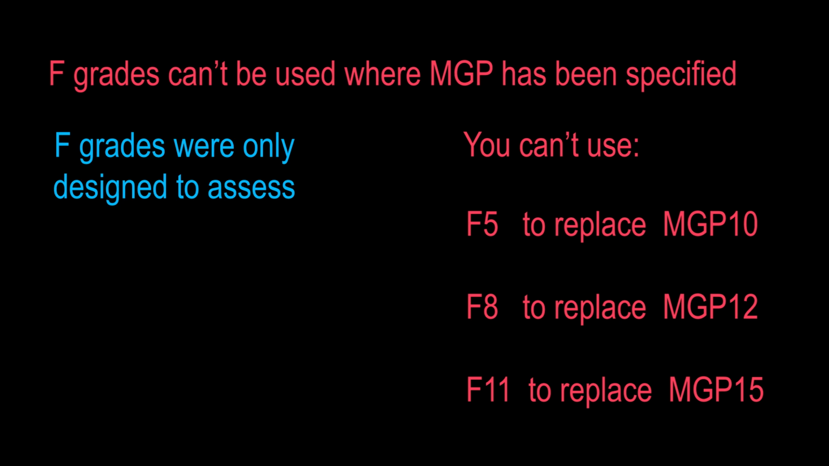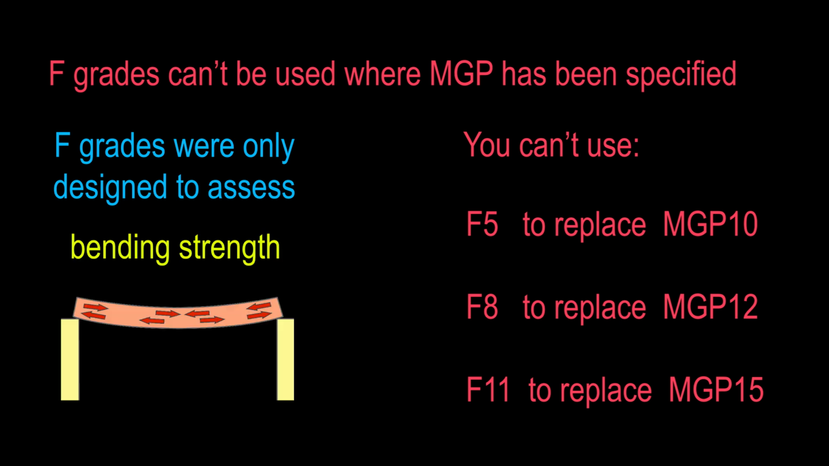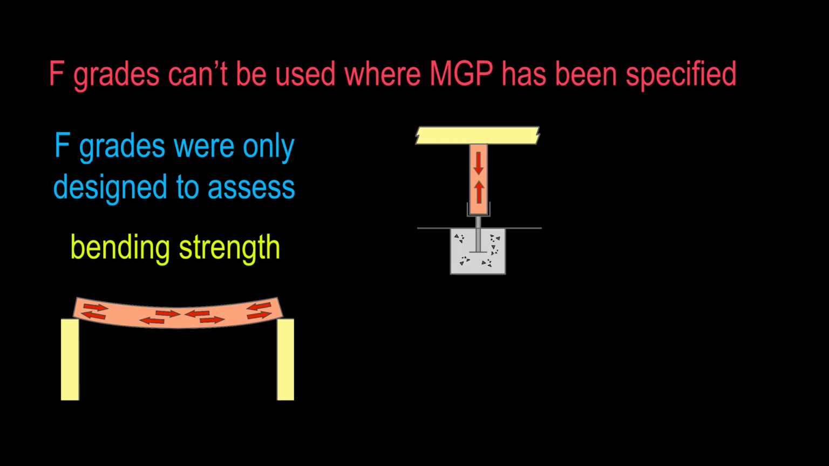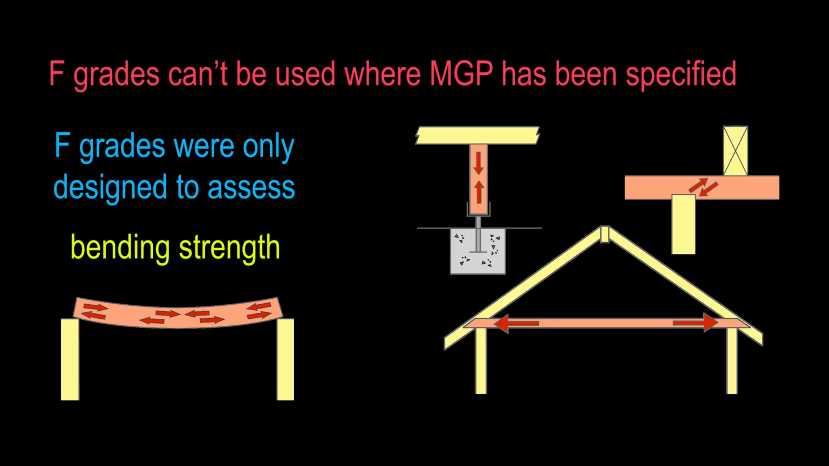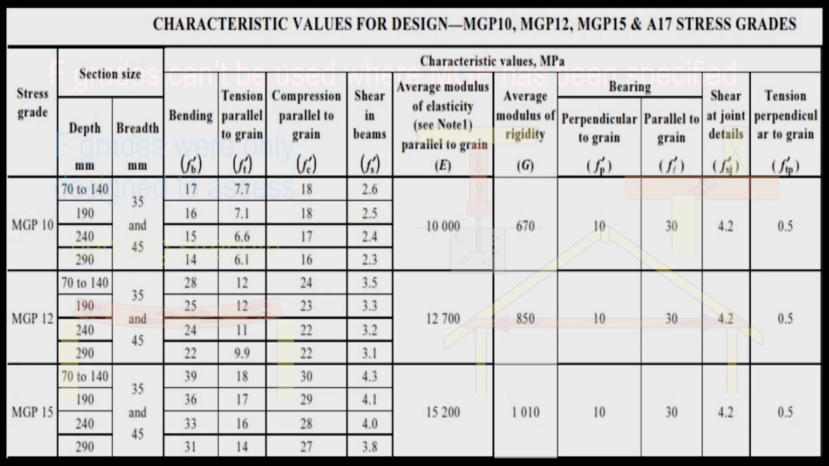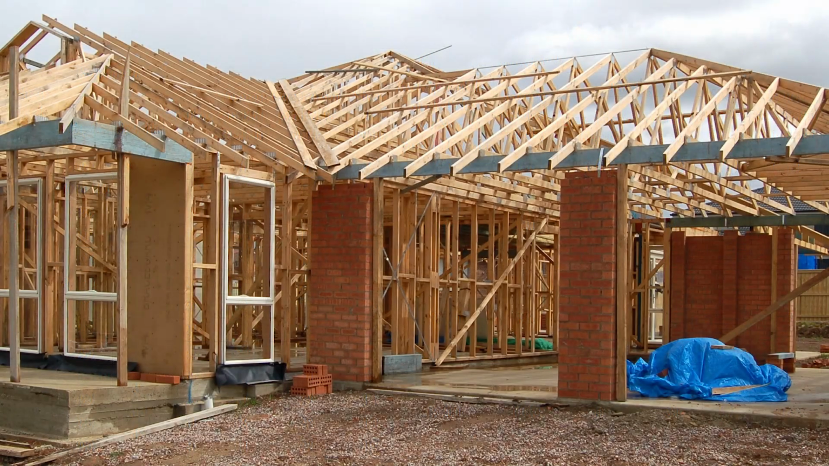The reason is that F-grades were only ever designed to assess the bending strength of a piece, and any other properties, such as compressive, tensile, and shear strength, are assumed to be more or less proportionate based on the board's grade. By contrast, MGP design tables cover a wide range of properties, and engineers have all of these attributes at their disposal when they're making design calculations. So when a certain MGP grade is specified for a structural member, it could be based on factors other than simply its safe working stress in bending.